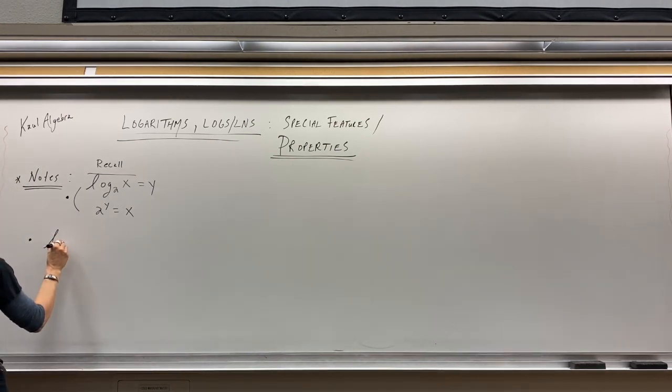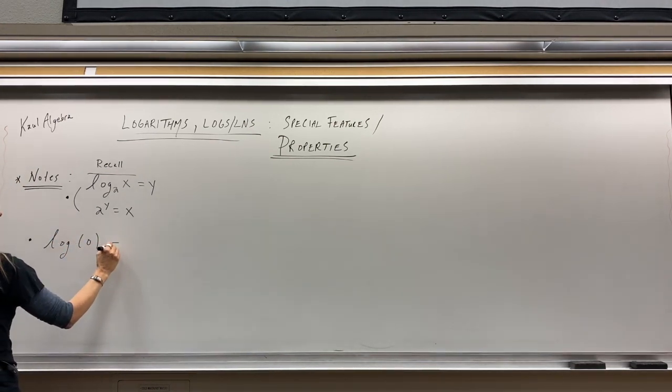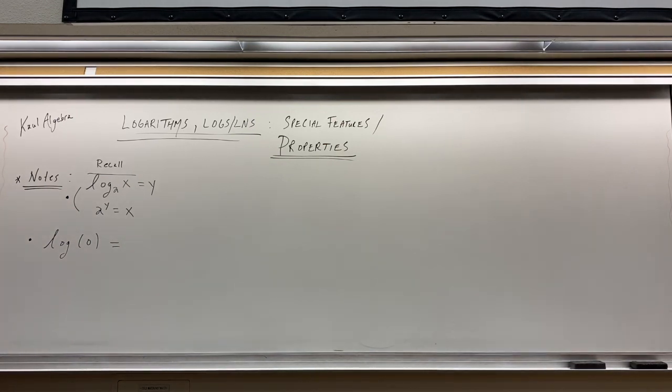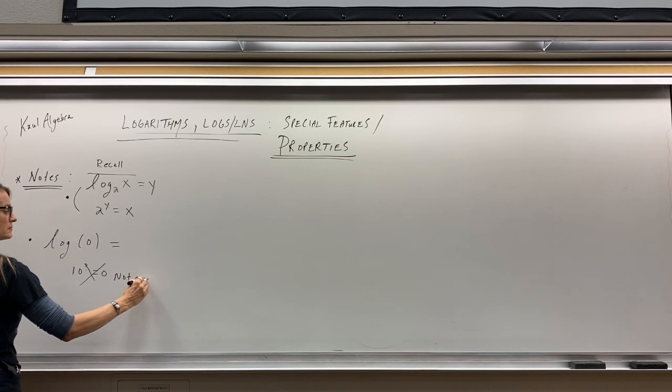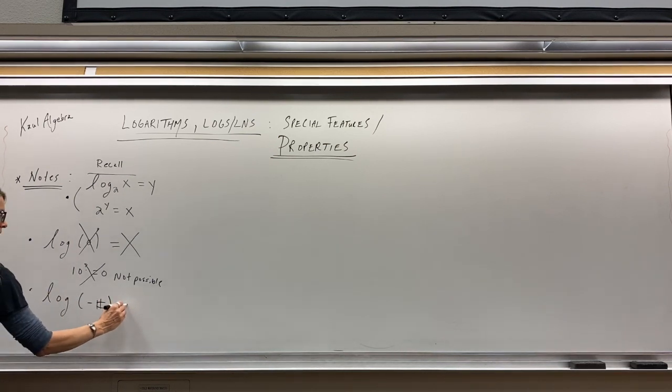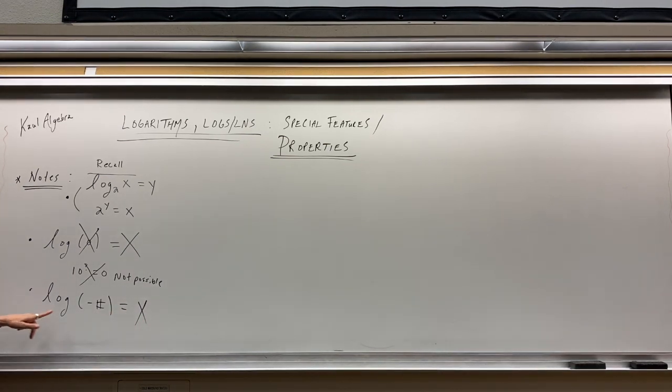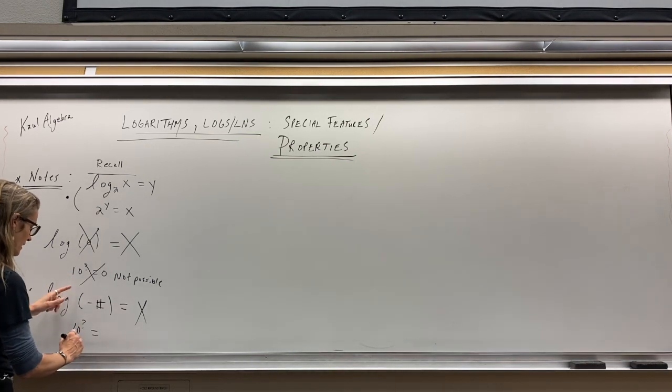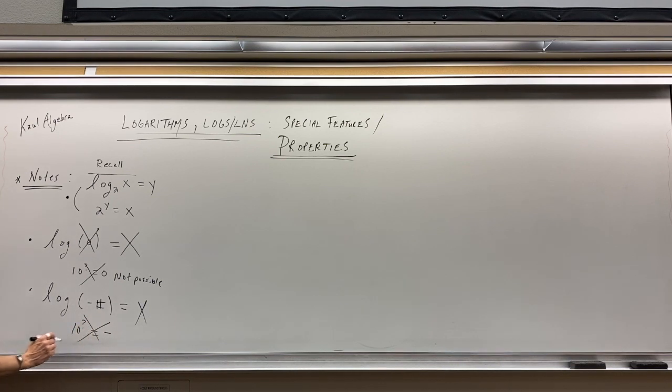Number one, if we take the log of 0, what is that going to be equal to? Well, is that even possible? If you think about this, it is like 10 to what power will give you 0. This is not possible. So we can never take the log of 0. There's no valid output. The log of a negative number is also not possible in the same sense, because you would say 10 to what power would equal some negative value. That's not going to happen.